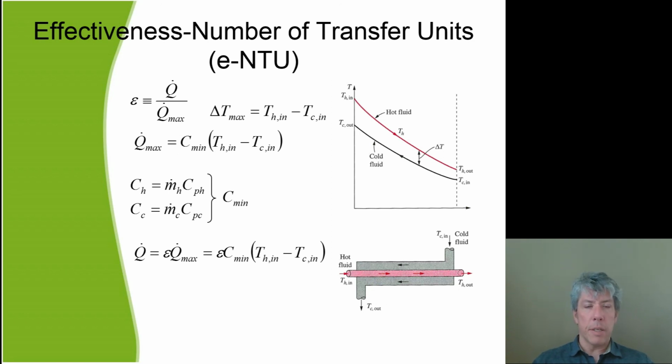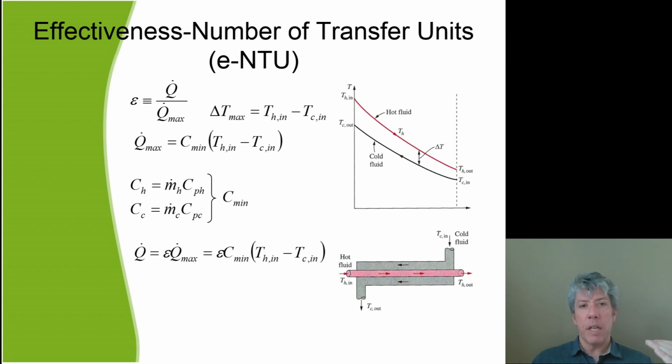Here's the important part. We need to have a couple of definitions. First of all, there's something called the effectiveness of the heat exchanger. And the effectiveness is the actual heat transfer rate that the heat exchanger produces divided by the maximum theoretical heat transfer rate that you could have with the fluids you have available. So the maximum heat transfer rate is based on the maximum temperature difference of the two fluids. So if you look, delta T max is equal to the temperature of the hot stream in minus the temperature of the cold stream in. That's the maximum driving force for heat transfer, right? That's the biggest difference in temperature anywhere around the entire heat exchanger.